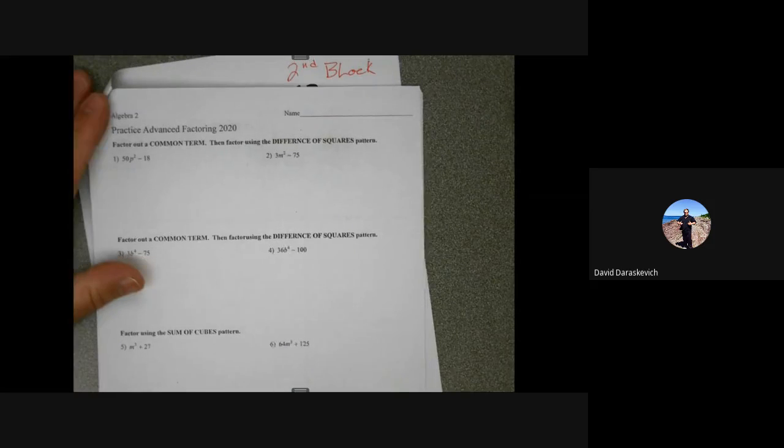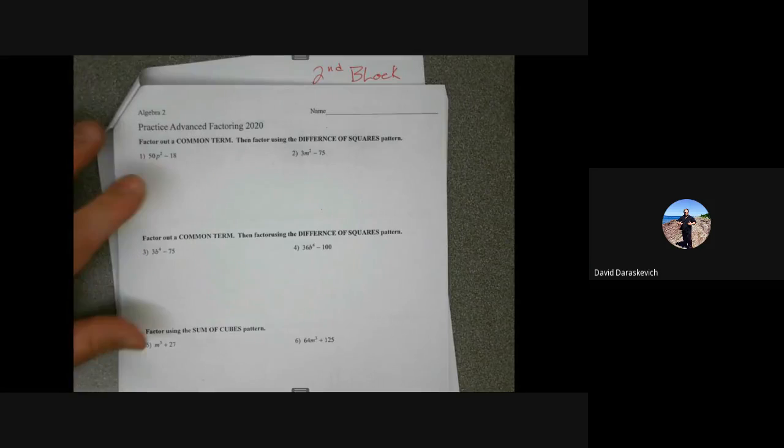Advanced factoring. All kinds of problems here. And again, if you have one of those flow charts from way back when we've done factoring a couple times now. And like I said, I gave mine away, so I'll have to find another one to print out. I will put it on Google Classroom.